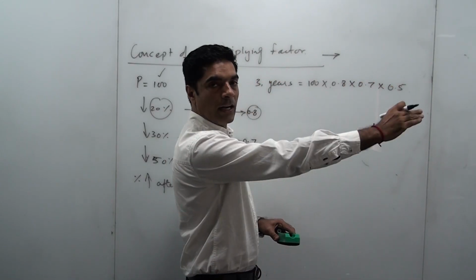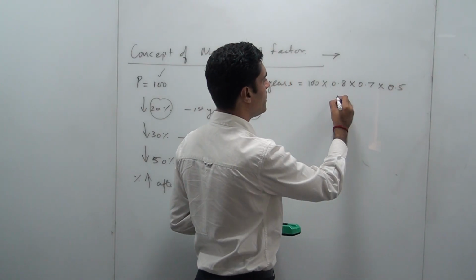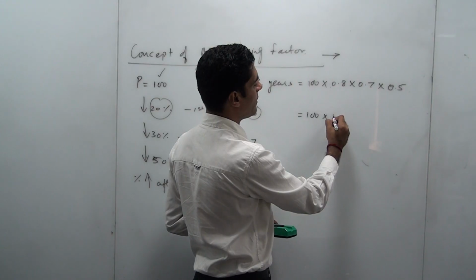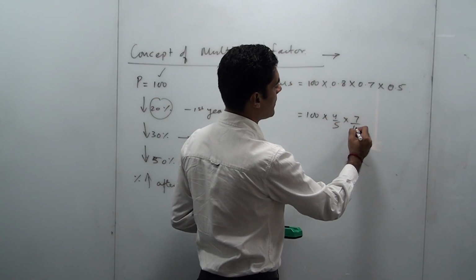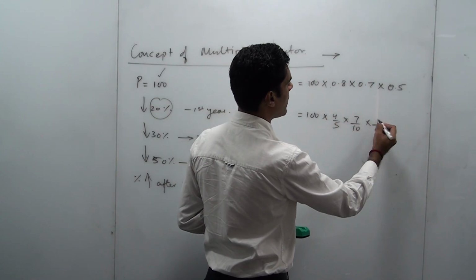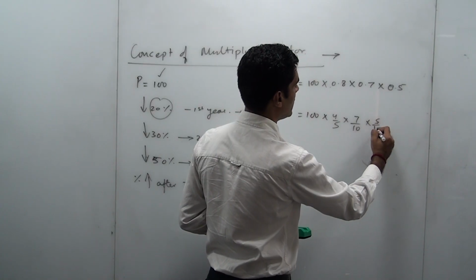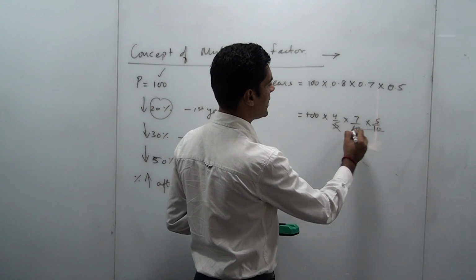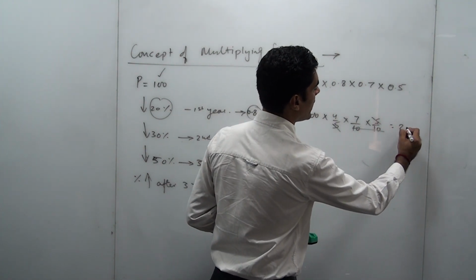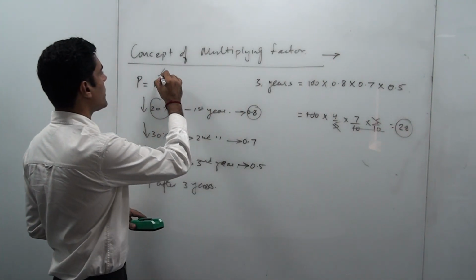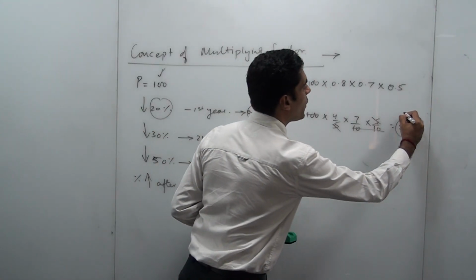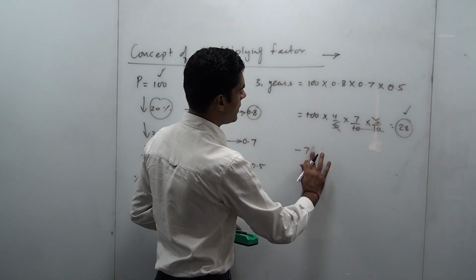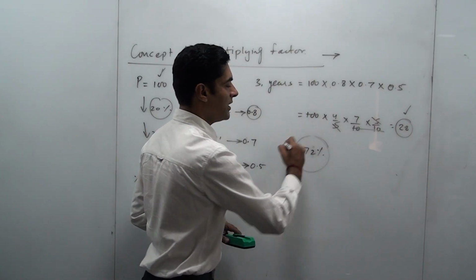Now rather than again multiplying this, I have told you earlier also, please convert this into a fractional part. So this can be written as 8 by 10, which is 4 by 5. This is 7 by 10, and this is 1 by 2, or you write this as 5 by 10 only. Right? So this again cancels. This again cancels. 7 into 4 is 28. So if 100, which was my initial population, has become 28, then the decrease is of 72%. So this is the decrease in this case.